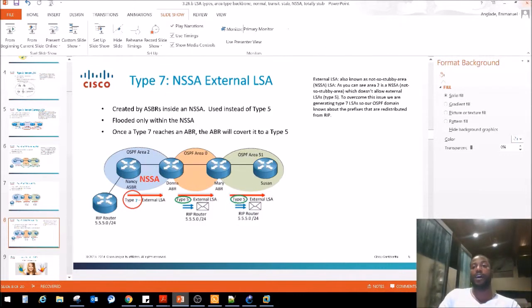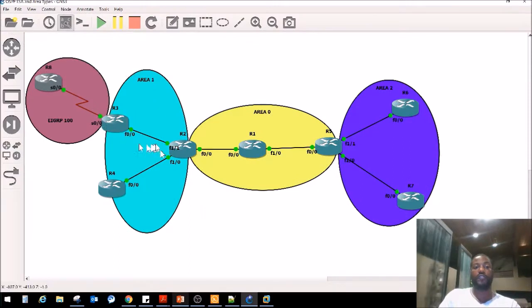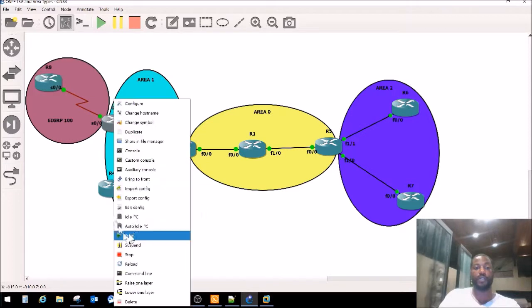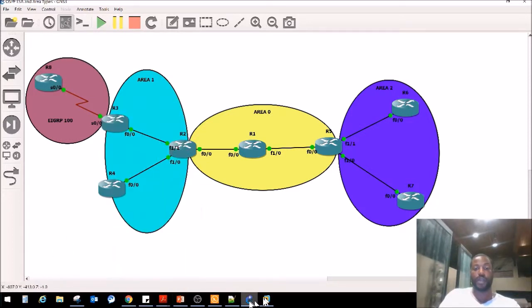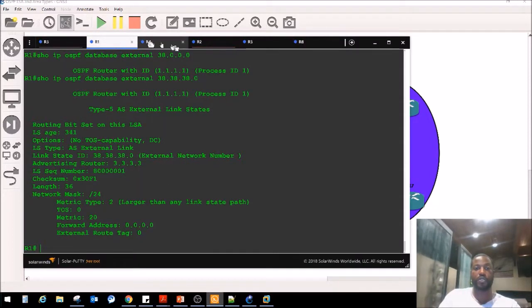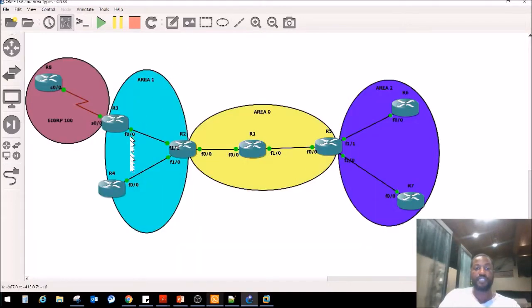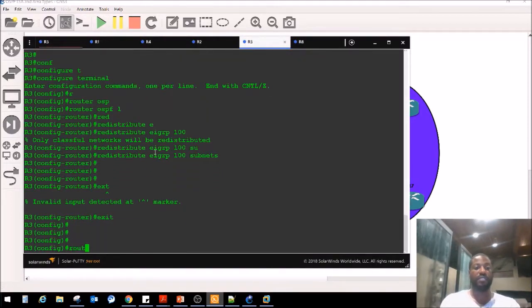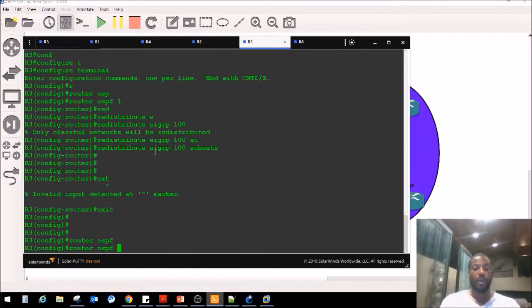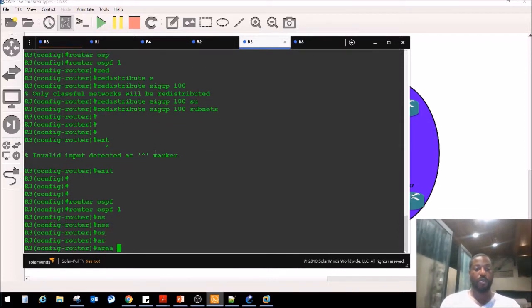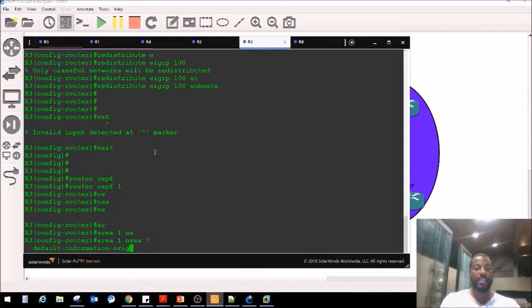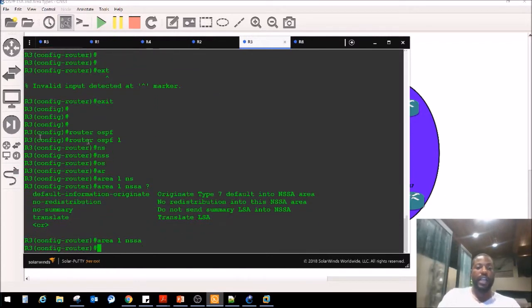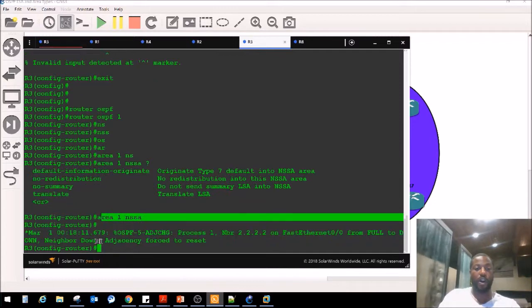So let's go ahead and convert this area into an NSSA. First of all, we need to go to router 3. Actually, we're already in router 2, so let's go ahead and do that. We need to make these interfaces NSSA. Since router 3 is already powered on, we're going into his router OSPF 1, area 1 NSSA, and that's all we're going to do there. We're going to copy this and put it on all the interfaces.